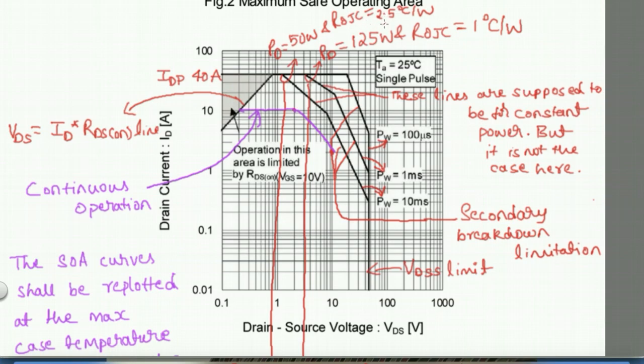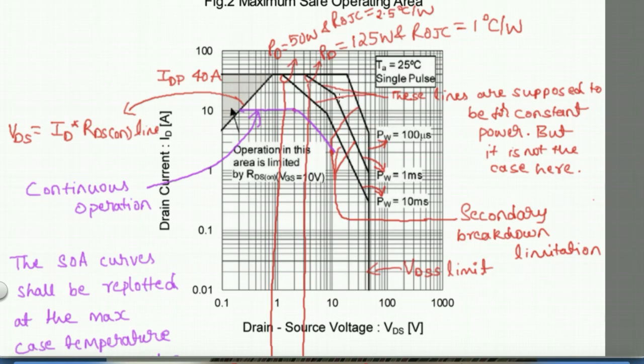Note that the maximum R theta JC specified was 6.5 degrees Celsius per watt, but that was for continuous operation. Here this is for a pulse duration of 10 milliseconds, so R theta JC will be lower. And for 1 millisecond, the power dissipation allowed is 125 watt, and that is with R theta JC of 1 degree Celsius per watt.